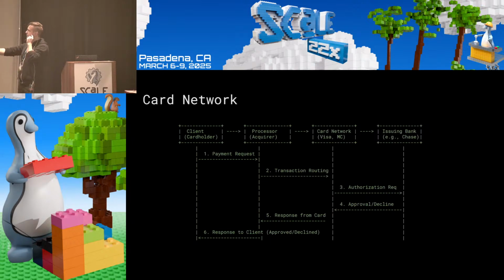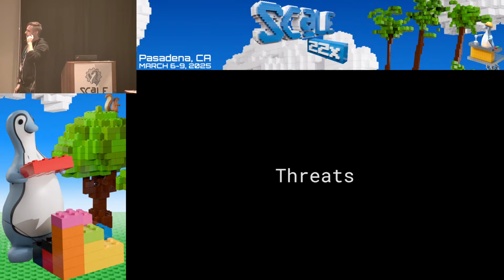Now, information-wise, you're going to go through some processor acquirer, and based on the BIN, they're going to send that request to the appropriate card network, and then that card network is going to send the request to the appropriate issuing bank. They all have a small role here. This is the end-to-end information flow. So for example, when you provide your card number and CVV, that's going to get passed to the issuing bank, who's going to give a response. Just a little overview of credit cards so we can have a productive discussion here.